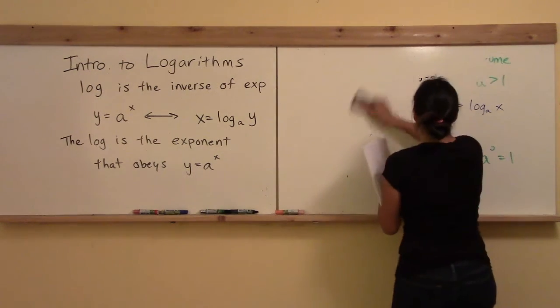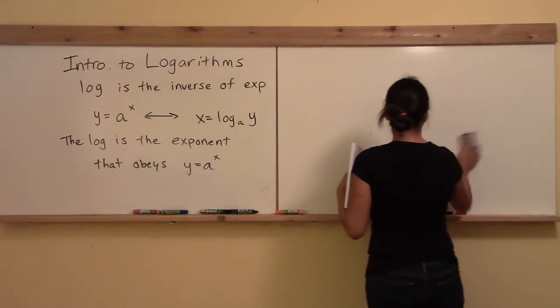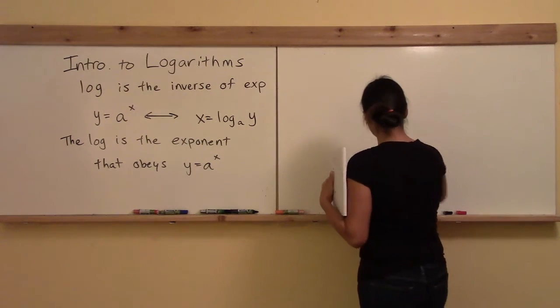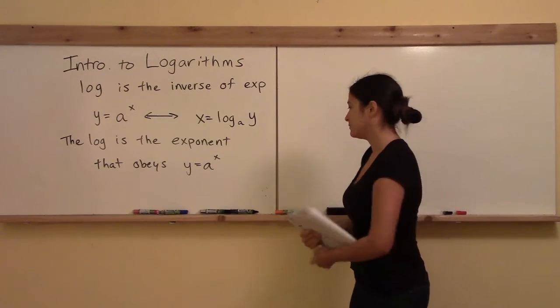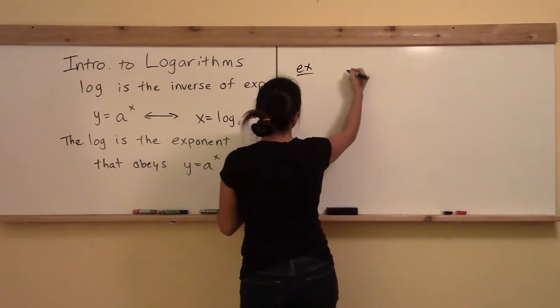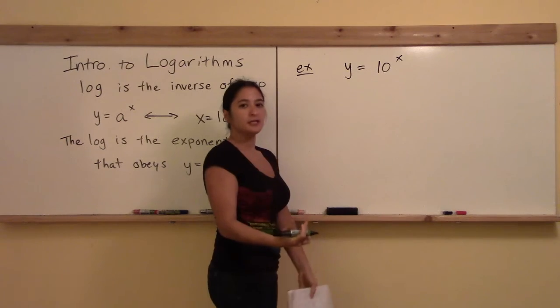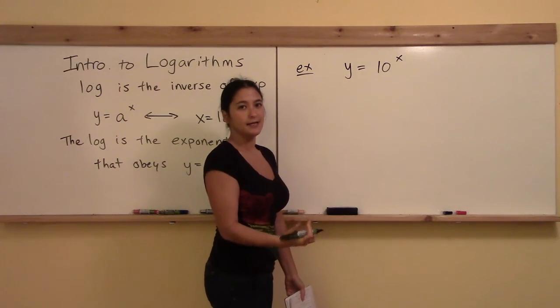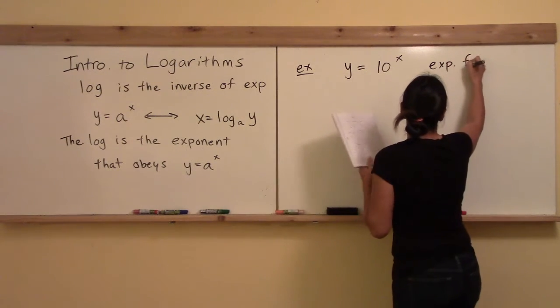Okay, so let's just do some examples, and I'm going to start with the base that most people are the most familiar with, which is base 10. Base 10, because we have 10 fingers, so I think naturally people started counting in base 10. So for example, let's say we define an exponential function, y equals 10 to the x. So the base is 10, and this is the exponential form, okay? This is the exponential form right here.